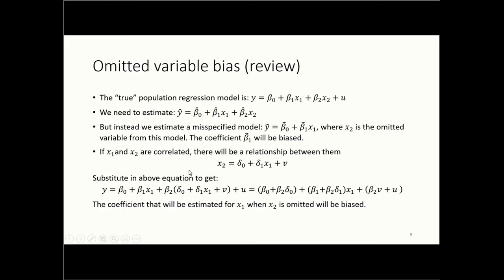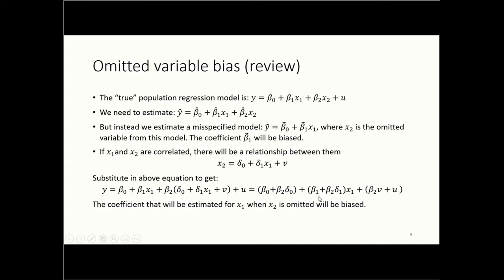So if x1 and x2 are correlated, there will be a relationship between them. So we can regress x2 on x1. This will be the coefficient of their relationship. So we can substitute this x2 in here, and that's what I have done here. So that's the original model with x2 being substituted for. And then when we open this parentheses and collect the intercept and then the coefficients in front of x1, so this coefficient and this coefficient times this coefficient, that's how we got the coefficients in front of x1.